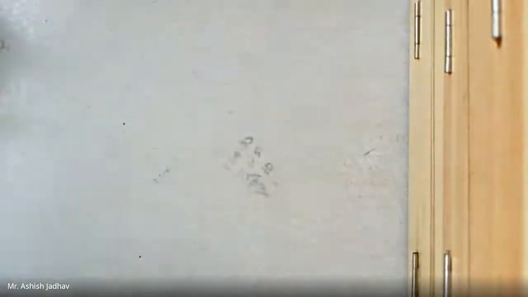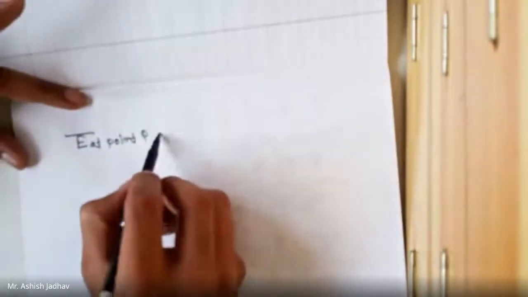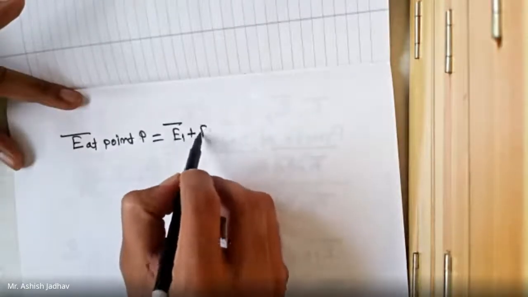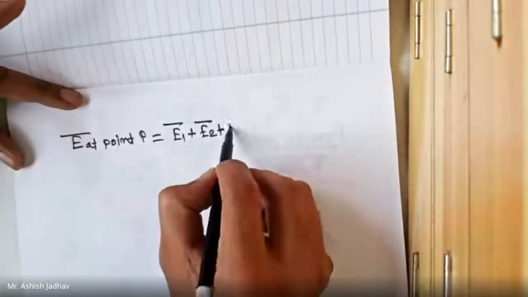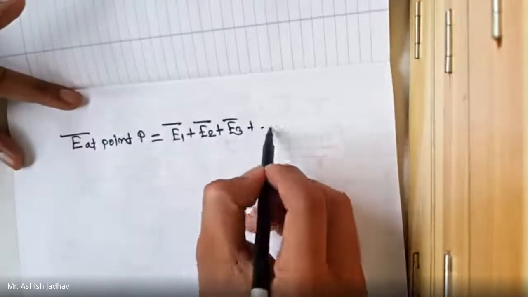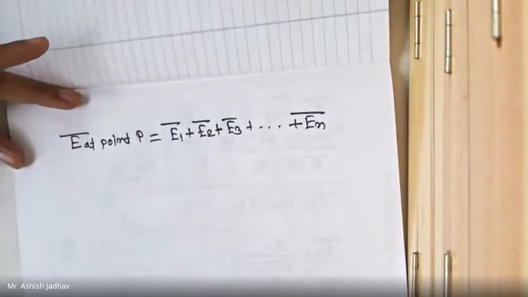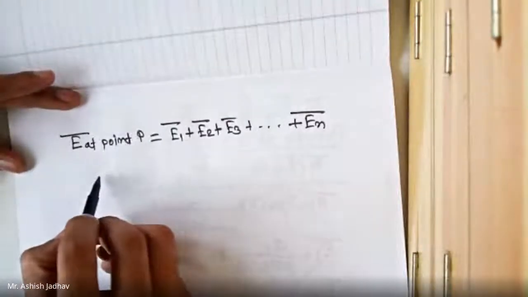Now, the next step is to add all those electric field intensities. To obtain the total electric field, E bar at point P, this is the total electric field. E bar at point P is equal to E1 bar plus E2 bar plus E3 bar, and so on up to En bar. Now put in the values of E1, E2 and E3.